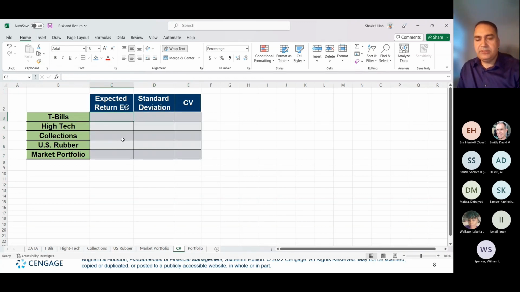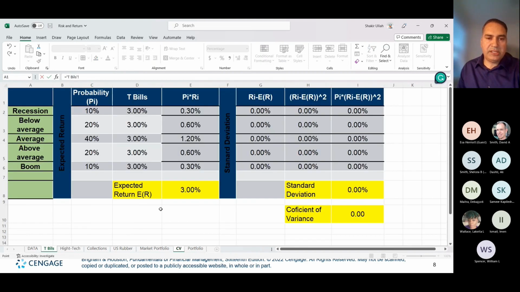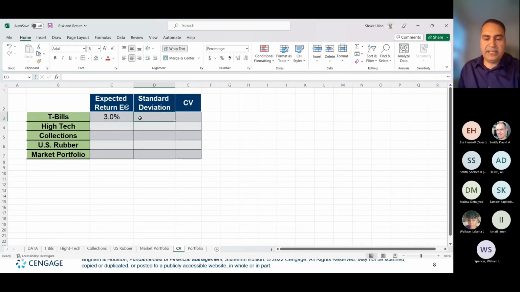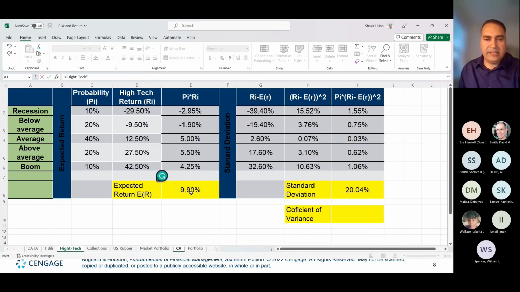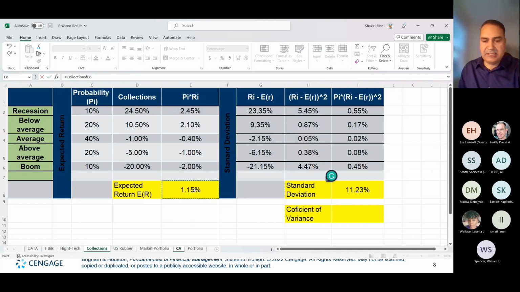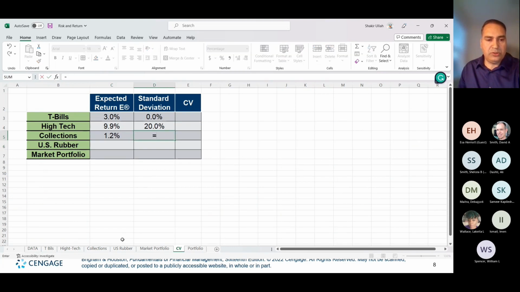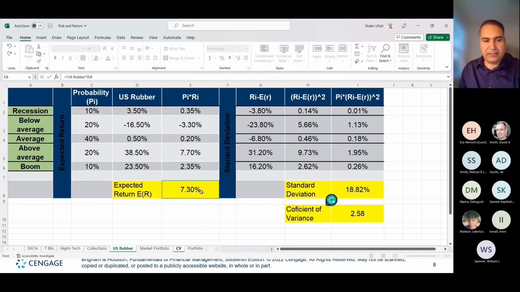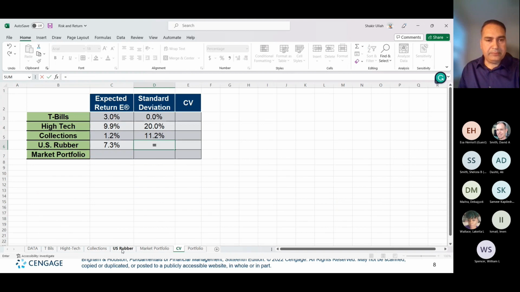I just calculated the expected return for the T-bills. So let me make this equal to, and I go to the T-bills sheet and I bring that expected return. And similarly, I take its standard deviation as well. So equals to, I go to the T-bills and I take its standard deviation. That is clear. Same goes for the next one, high-tech industry. So expected return and standard deviation for the high tech, which I just did. Okay. And for the collections, I go to the collections tab, expected return, and its standard deviation equals to collections tab, and I pick up the standard deviation. US rubber, I go to the rubber and I take its expected return, and then I take its standard deviation. Okay. And then the market portfolio, I go to that tab. Okay. And its standard deviation.